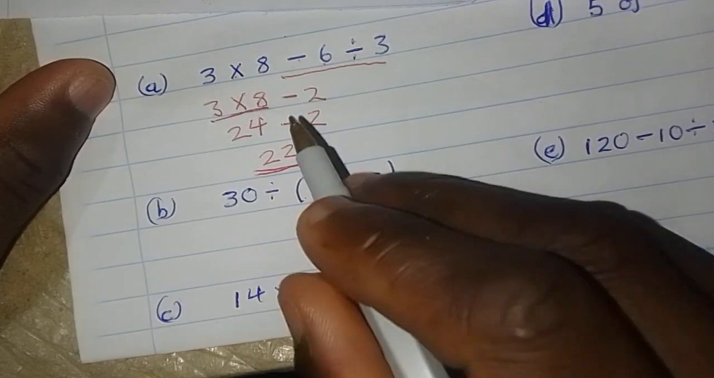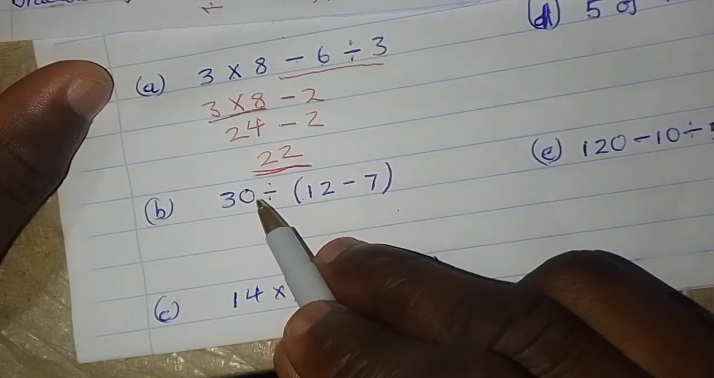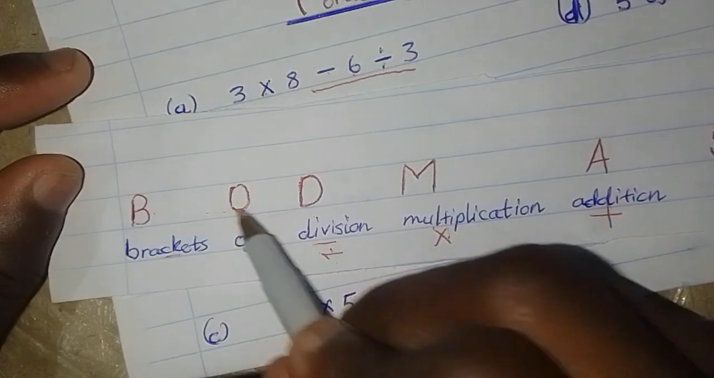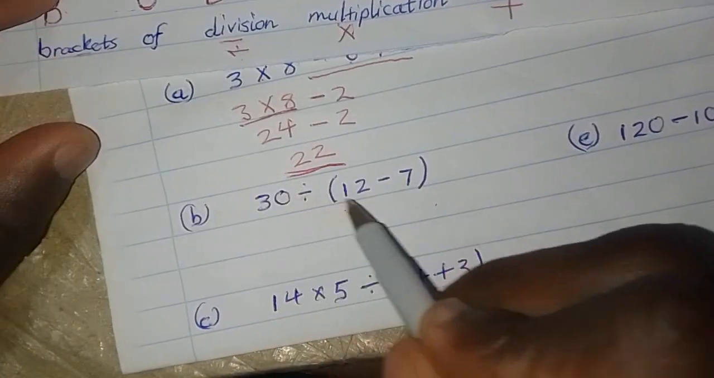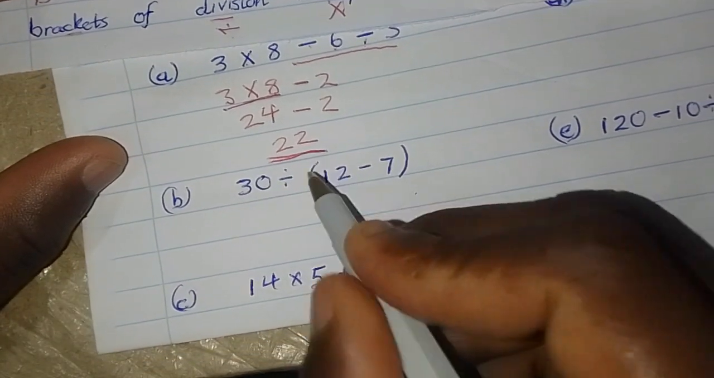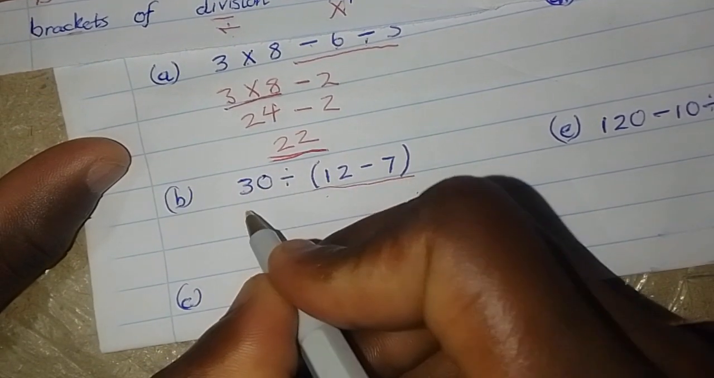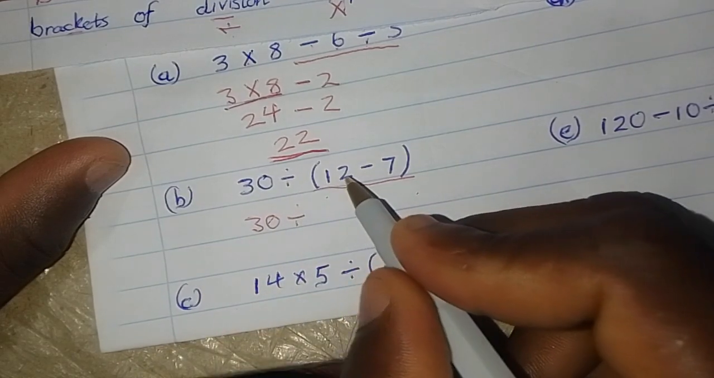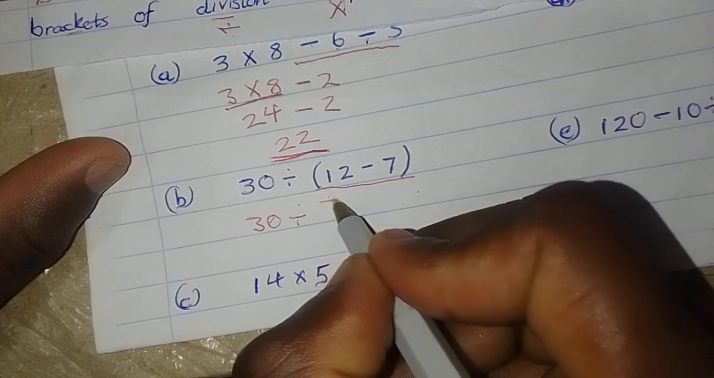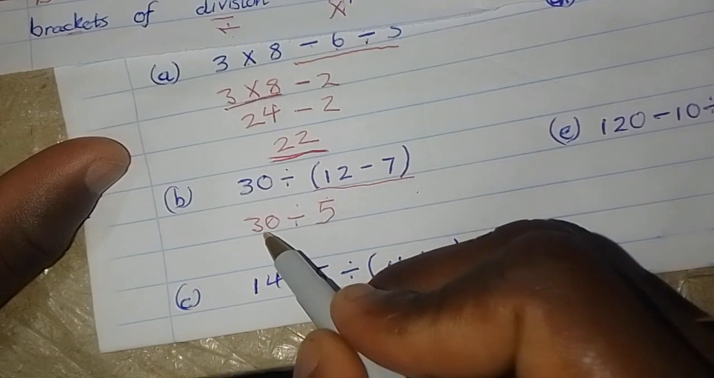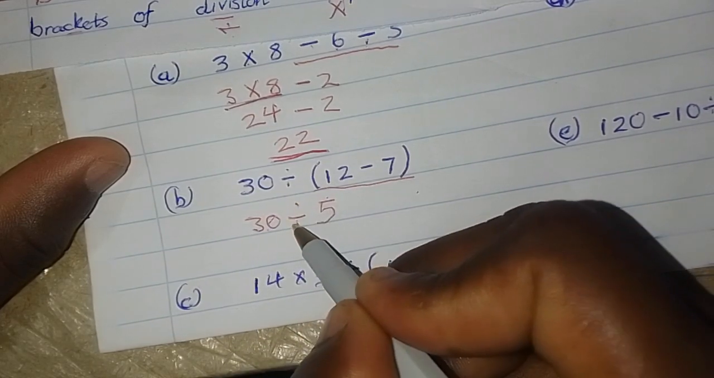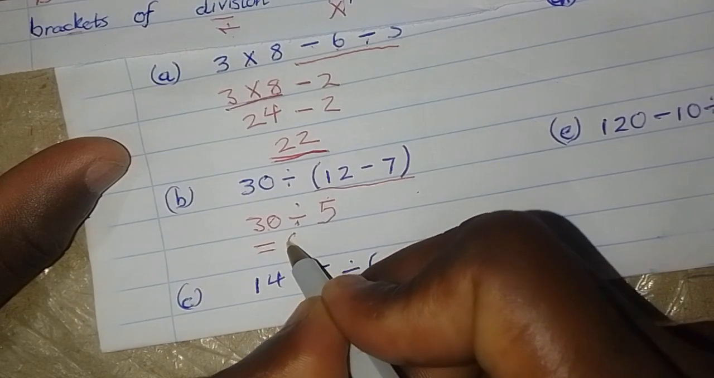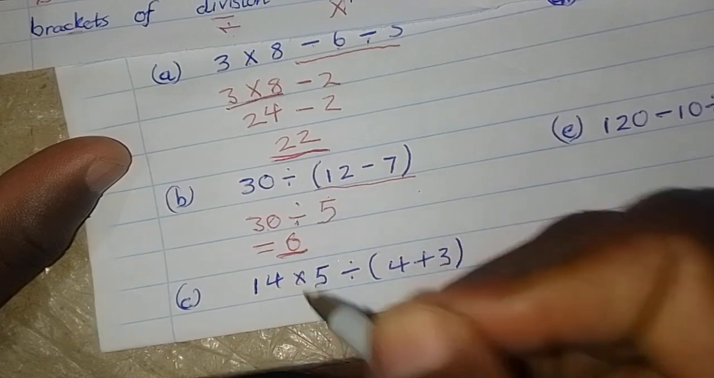Let's look at part B together. In this case, we now have brackets to deal with first. Remember, BODMAS: brackets, of, division. We have to deal with what is in the brackets first. Maintaining the first part, 30 divided by, 12 minus 7, that's 5. It's basic maths. 30 divided by 5, that's 6. So our final answer here is 6.